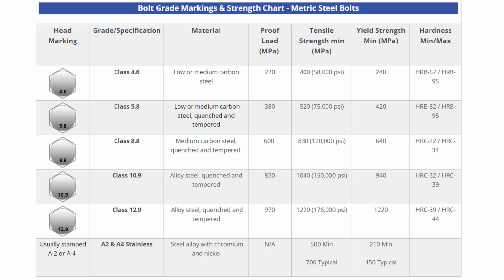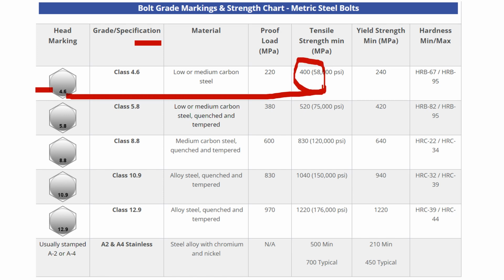Okay, here I put the extraction from the codes, which shows that if the head marking is 4.6, then the grade specification 4 is 400. And 400 multiplied by 0.6 is 240, which is the yield strength. That is tensile strength and yield strength.